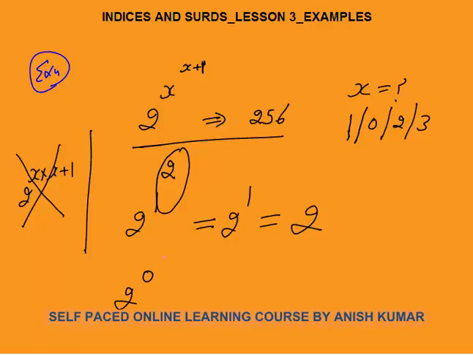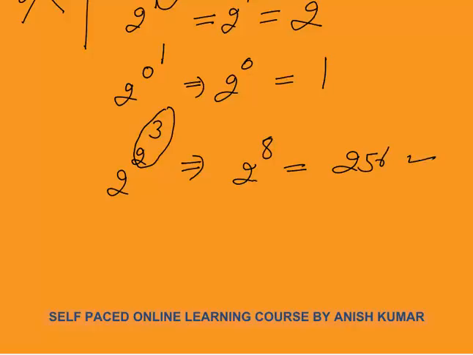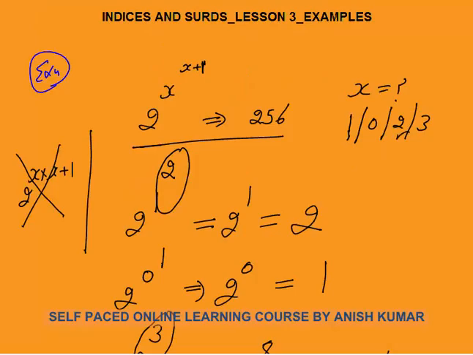Second option is 0. 2 power 0 power 1. Now 0 power 1 is 0, and 2 power 0 is 1. No, this is not our answer. Third option 2. 2 power 2 plus 1, that is 3. As I told you, you have to solve from the top. What is 2 power 3? This is 8. What is 2 power 8? This is 256. So we got 256 and that is the answer. So the answer of this question is x should be equal to 2.